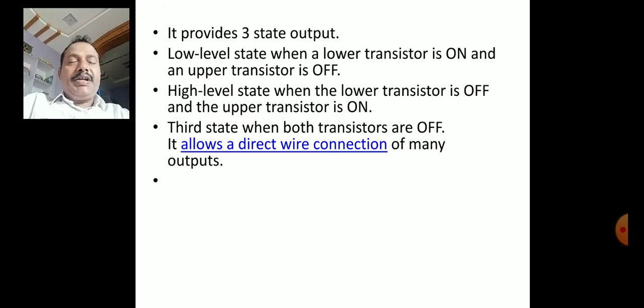It provides three-state output. Low level state is when the lower transistor is on and the upper transistor is off, which we have already discussed. High level state is when the lower transistor is off and the upper transistor is on. The third state is when both the transistors are off. It allows a direct wire connection of many outputs. That means, for a common bus, it can be connected for the third state.